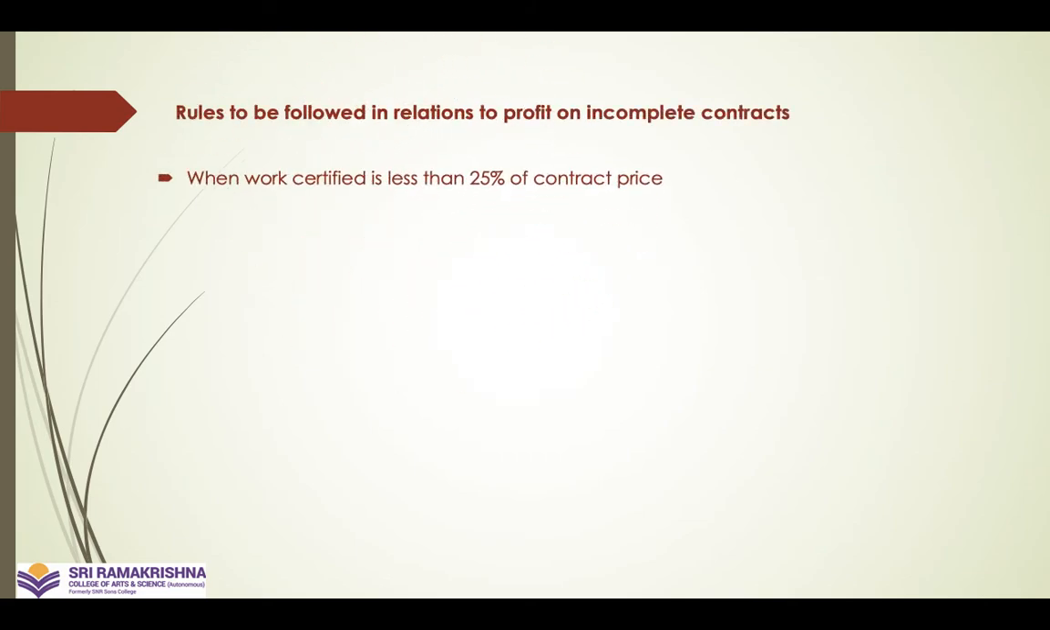The rules of an incomplete contract: when the work certified is less than 25% of the contract price, no amount should be credited to profit or transferred to the profit and loss account. The entire notional profit is kept as a reserve.